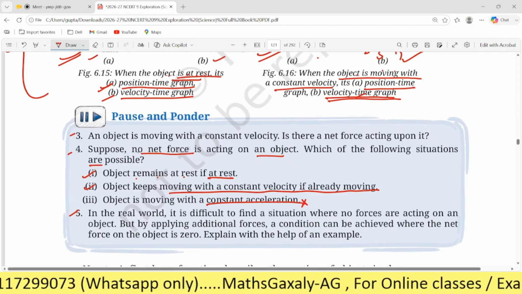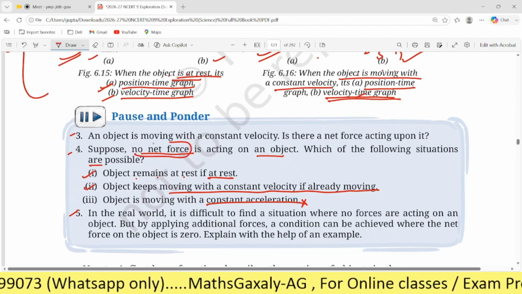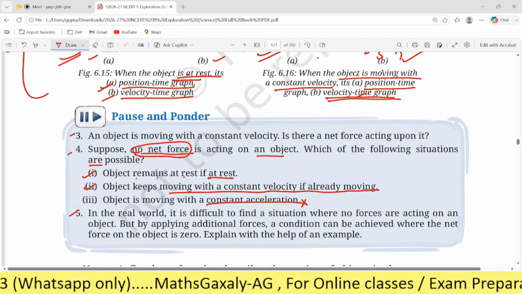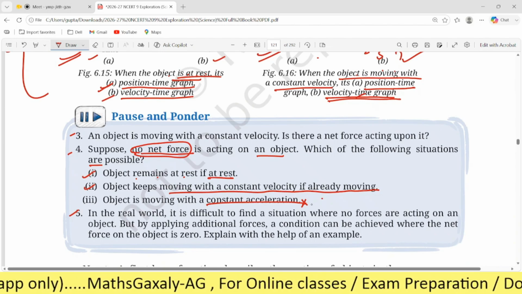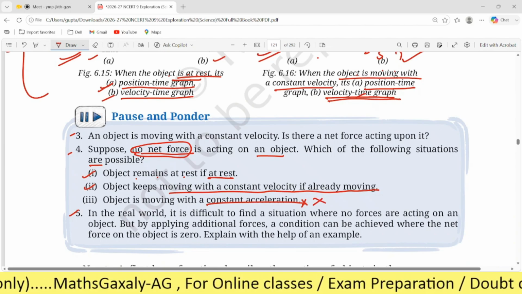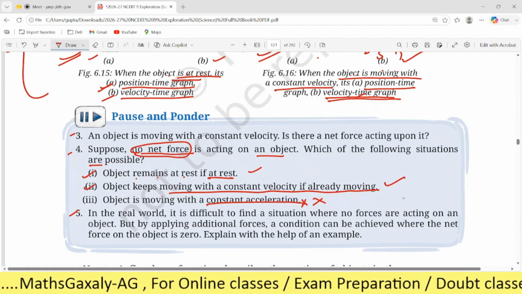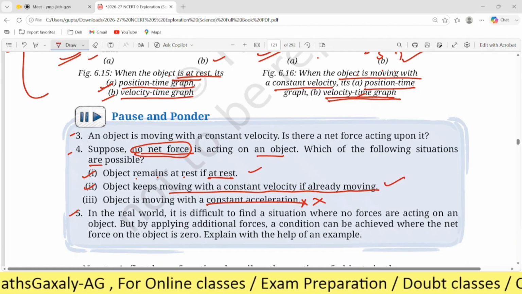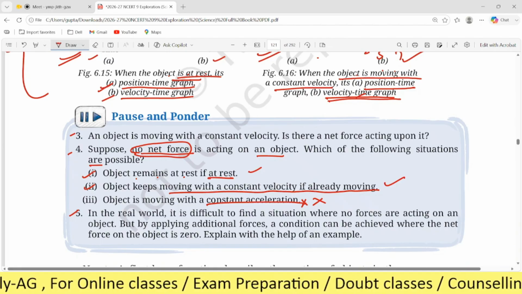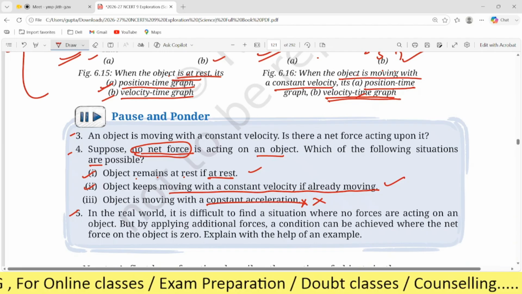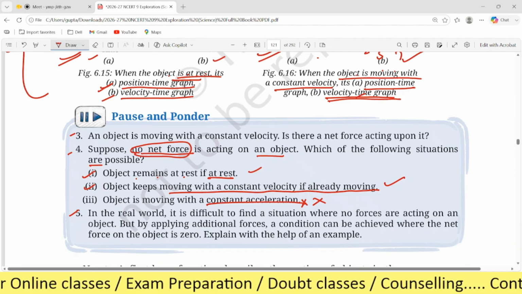Because here there is no net force. There is no net force, so this case is not possible. Did you understand it? These two are possible. Did you understand or any doubt? So you can do it now by yourself. You can explain it now. I now understand. Okay, good.